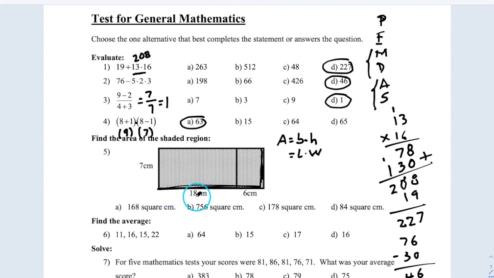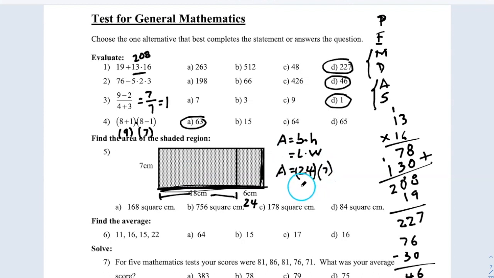Now here they gave me 18, which is from here all the way to here. That's 18. And 6 is the remaining piece. So if I'm going to do this in only one shot, I have to add 18 plus 6. That's going to give me 24. Now the whole base is 24. This width, height, whatever you're going to call it, is 7.